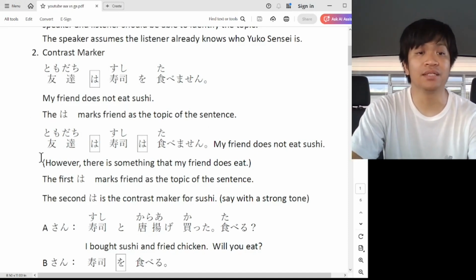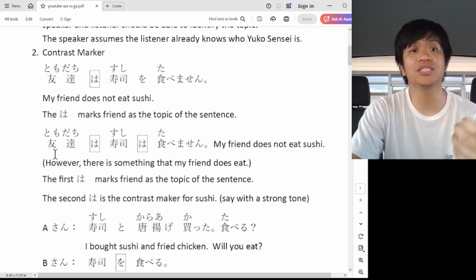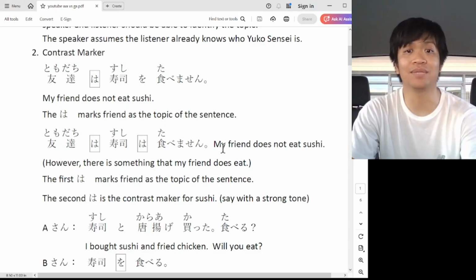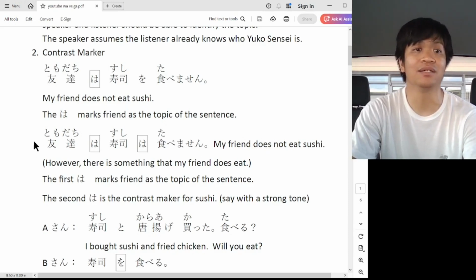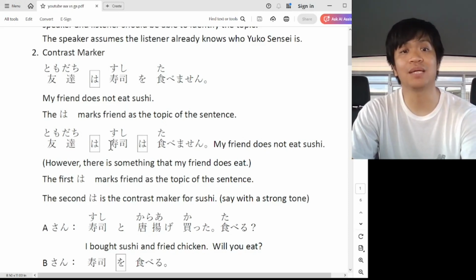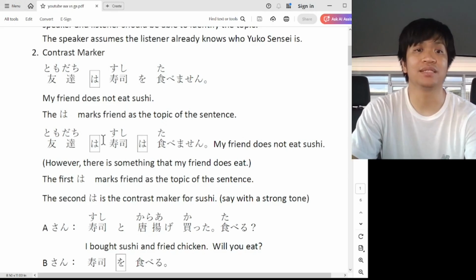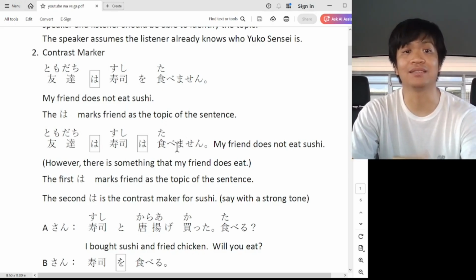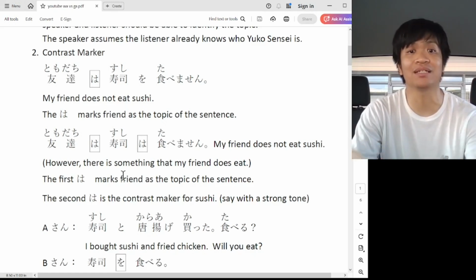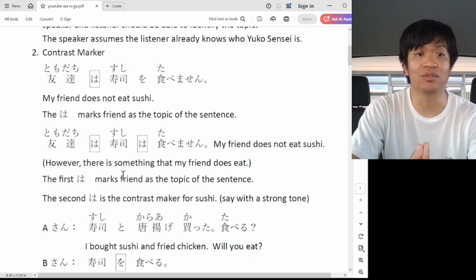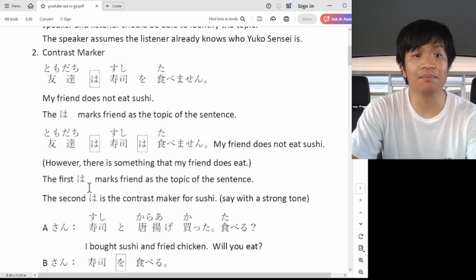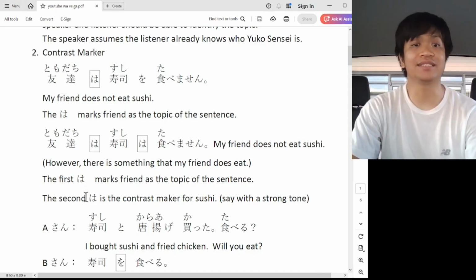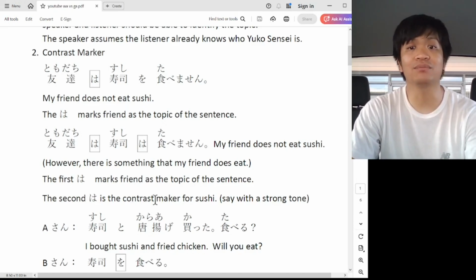But if you have something like this, tomodachi wa sushi wa tabemasen. This also means my friend does not eat sushi. Here, tomodachi, friend, wa, topic marker, sushi. This wa is actually the contrast marker. Tabemasen, does not eat. However, there is something that my friend does eat. So the first wa marks friend as the topic of the sentence, and the second wa is the contrast marker for sushi.